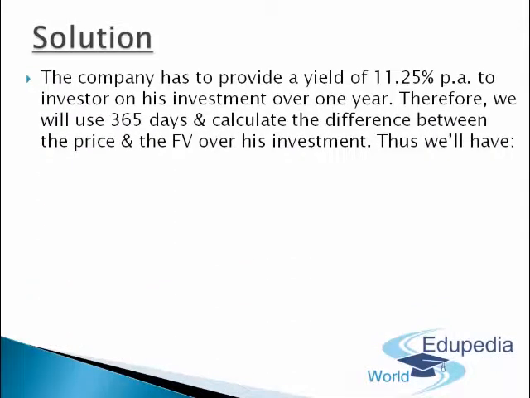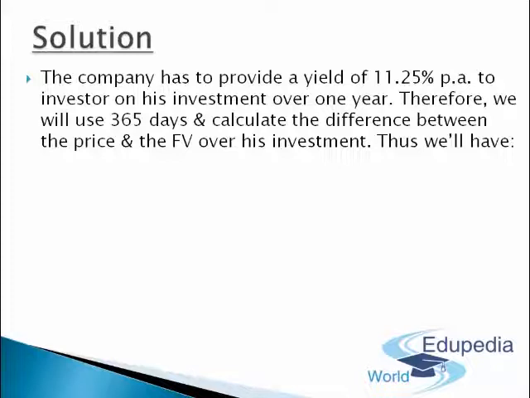So first of all, the company has to provide a yield of 11.25%, which has already been mentioned in the question, to investors on his investment over 1 year. Therefore, we will use 365 days and calculate the difference between the price and the face value over his investment.